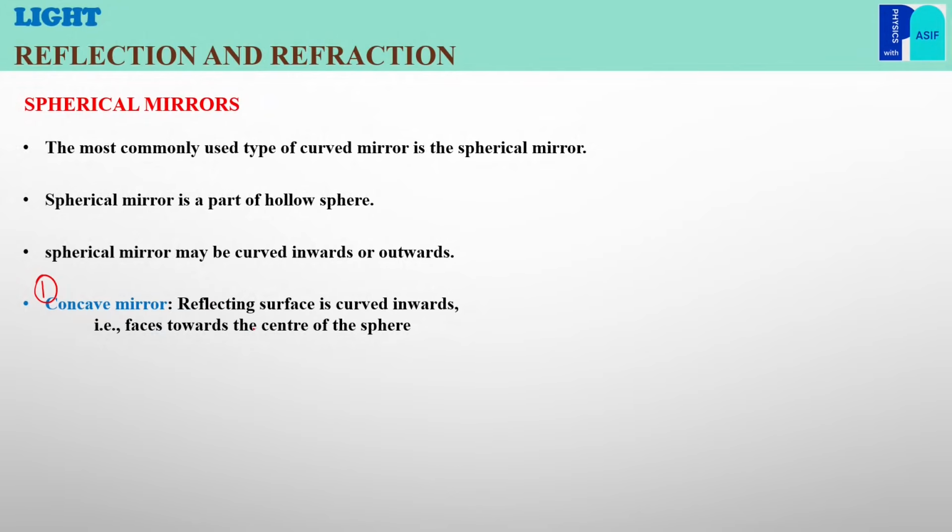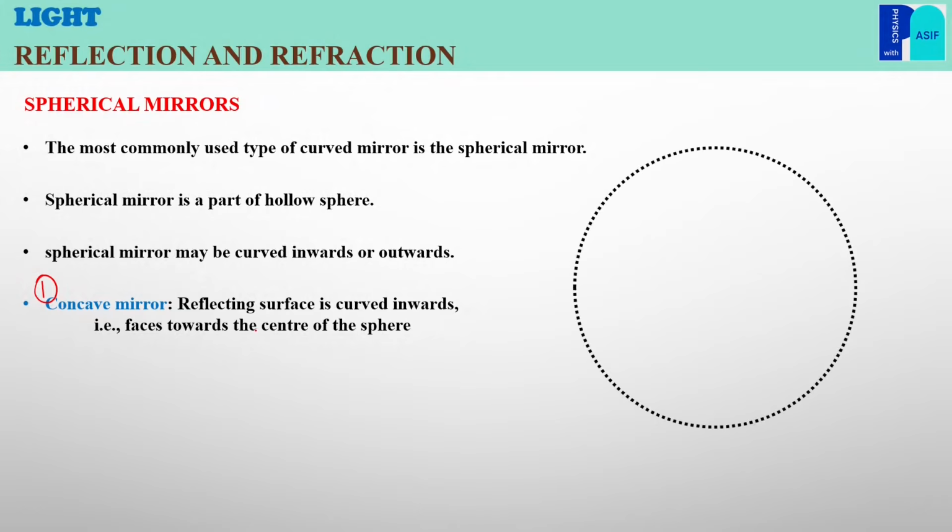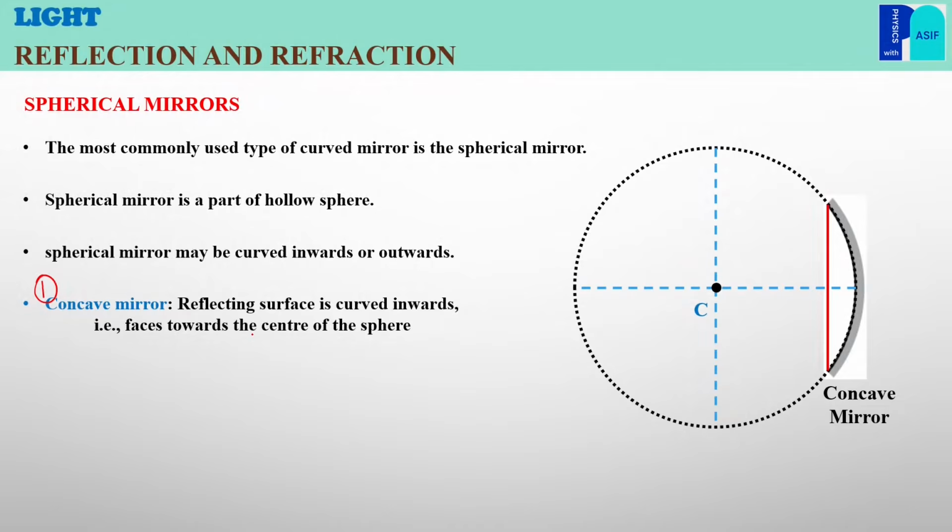To understand this, you draw a sphere in two-dimensional view. So it will be simply a circle, and the center of the circle, say it is C. This point C represents the center of the sphere from which we are going to take the concave mirror and the convex mirror. Now you cut a piece on the right hand side, and the outer side of this piece is coated with silver. So it is shown with the gray colored part. Since the outside of this piece is coated with silver, the inner face will be acting as a reflecting surface, and this reflecting surface is facing towards the center of the sphere.